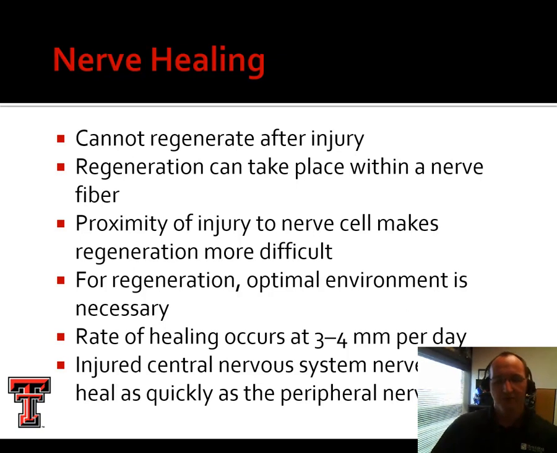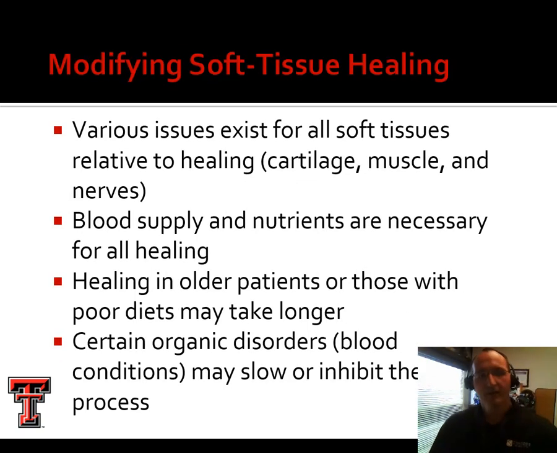Central nervous system nerves don't heal as quickly as peripheral nerves, and we know that in most instances, CNS nerve injuries just don't regenerate. There's lots of research in this area, but once that happens, it's typically forever. Okay. Now we can do lots of things to modify soft tissue healing. We have to figure out how best to mobilize them without making the injury worse. We have to figure out the best opportunity to optimize that healing environment.